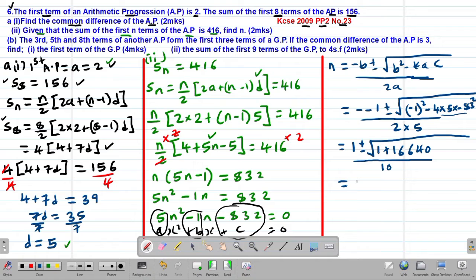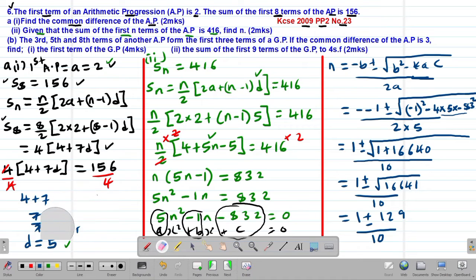So this will give us 1 plus or minus the root of 1 plus 640. You'll get 16641 divided by 10, which of course will give you 1 plus or minus the square root of 16641. If you use your calculator, you'll get 129. Then the whole thing is divided by 10.